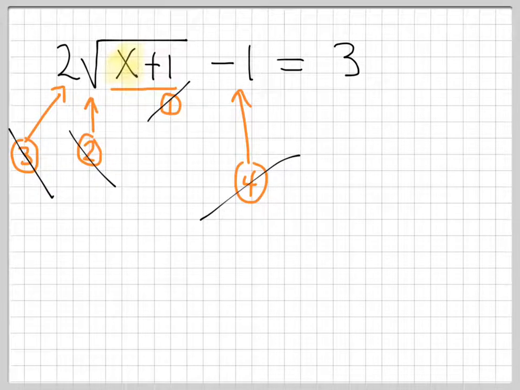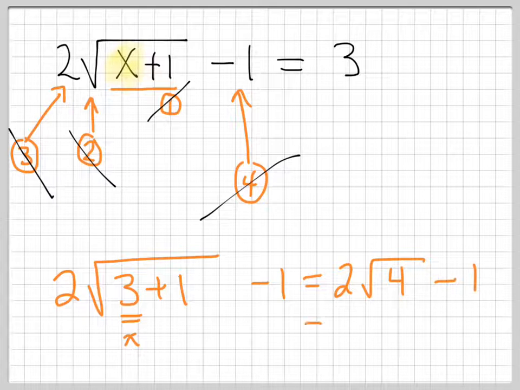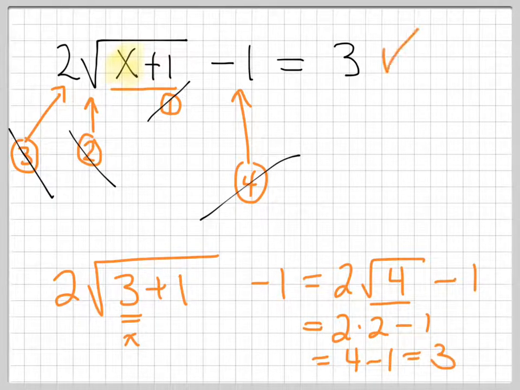We can go back and check in our original equation. 2 radical 3 plus 1, right, there's our x, minus 1: 3 plus 1 is 4, so 2 radical 4 minus 1, which is 2 times radical 4, which is 2 times 2, minus 1, which is 4 minus 1, which is 3. And so it checked.